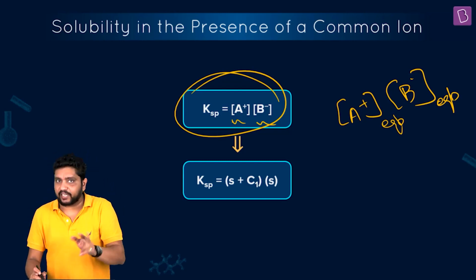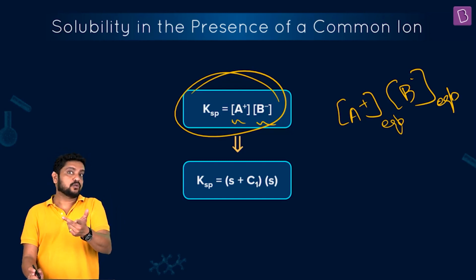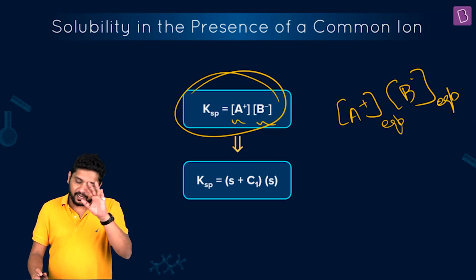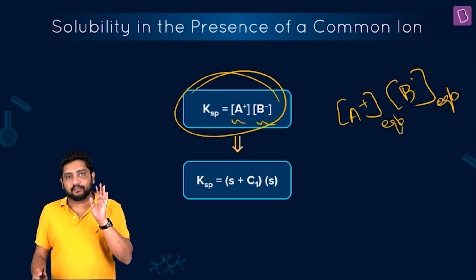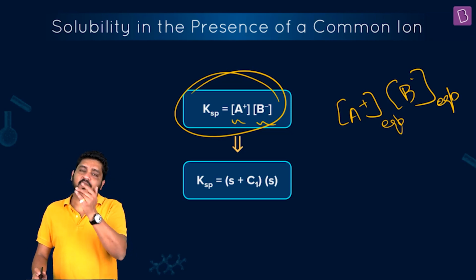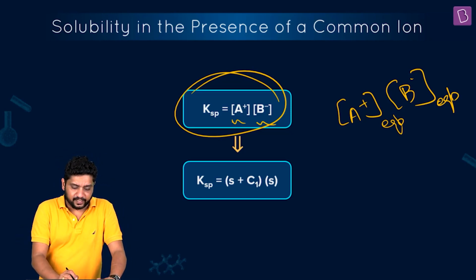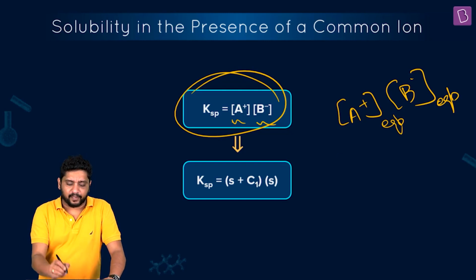If it was A2B, it will be different. 2A plus and B2 minus will be there, so the A plus concentration squared will be there, times the B2 minus concentration. What we have seen in the equilibrium chapter in the beginning, when we speak about equilibrium constants, the same kind of story is happening here.